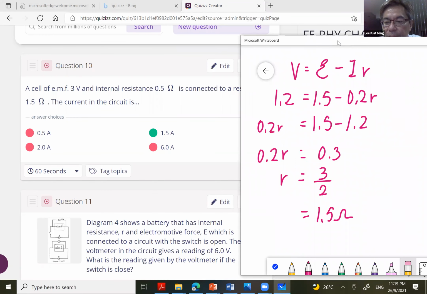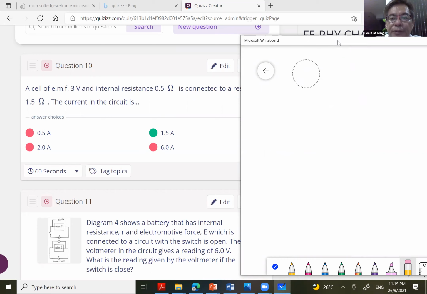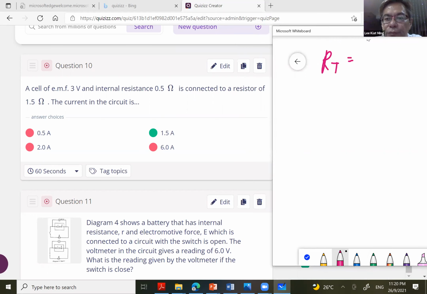You may use back the same equation, or never mind, I will use the whole thing again. So the first step, as usual, you are going to add up the total resistance which you are given. The resistor of the circuit 1.5 plus internal resistance 0.5. There you go, you have the total resistance 2 ohm. This is like a normal question in Form 3 standard.